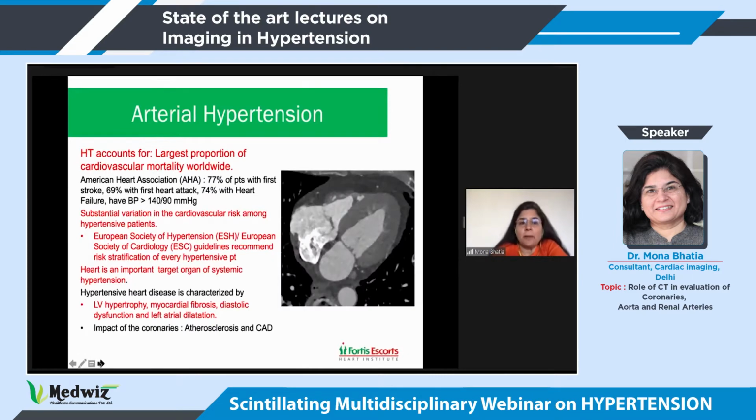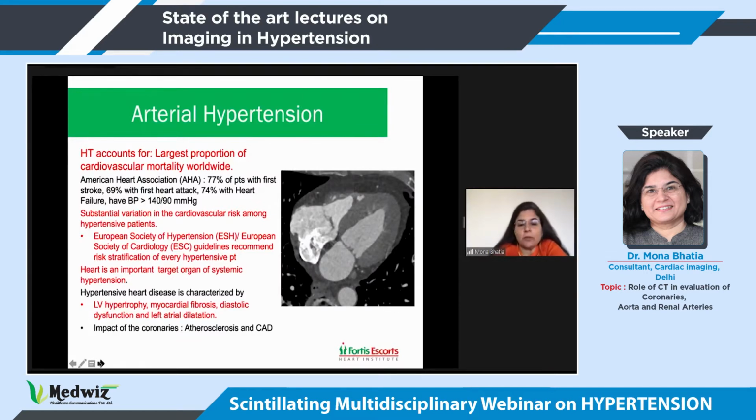So arterial hypertension, we know it is one of the largest proportions of cardiovascular mortalities worldwide. In fact, the AHA has said that 77% of patients with first stroke, 69% with first heart attack, and 74% with heart failure have a BP over 140/90. There is a substantial variation in the cardiovascular risk among hypertensive patients, and the European Society of Hypertension and the ESC recommend risk stratification of every hypertensive patient.